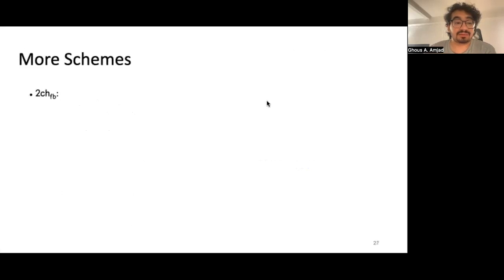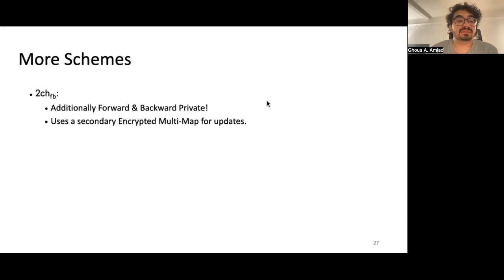We have more schemes. We have 2CH-FP based on 2CH, but this is additionally forward and backward private. Again, I'm not going into what forward and backward privacy are, as this talk is very short, but these are de facto standard security properties that a lot of current state-of-the-art schemes have. And in order to do that, we use a secondary encrypted multimap only for updates on the server. And because of that, we need to use a count table, which most schemes in the literature use, on the client to help resolve these updates.